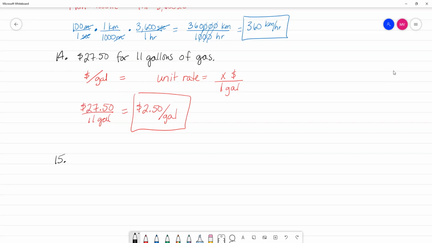Okay, so number 15 is giving us a word problem. Addison drove 960 miles in 16 hours. What was her speed in miles per hour? Now, again, these are very simplified problems. We are assuming that she slapped on that cruise control and that her cruise control went the exact same speed for the entire distance.